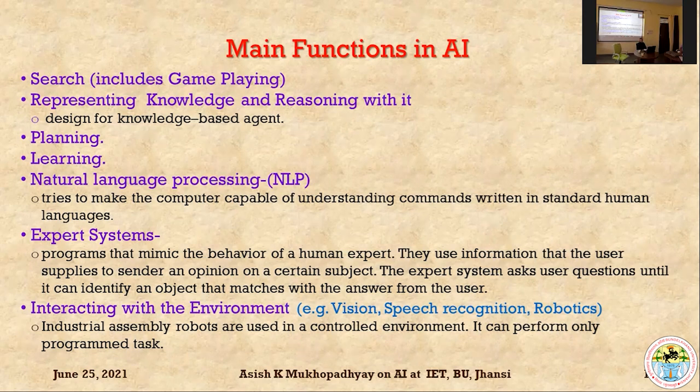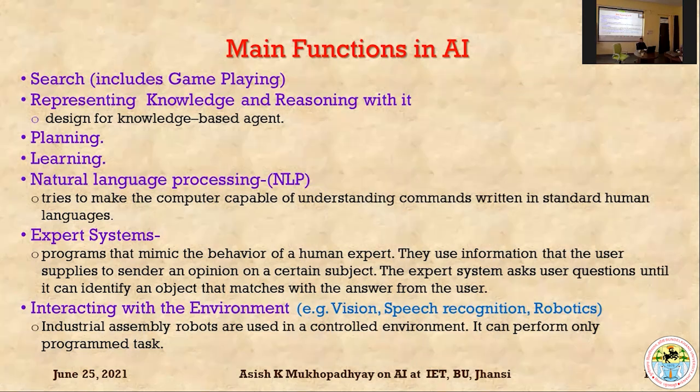It requires planning and learning. Learning, I mentioned what it is. Then natural language processing, NLP. Expert system we need. I'll talk more about expert systems, which mimic the behavior of human expertise. We'll copy our expertise and put it in the machine. That is the expert system. And interacting with the environment means how we interact with the environment.